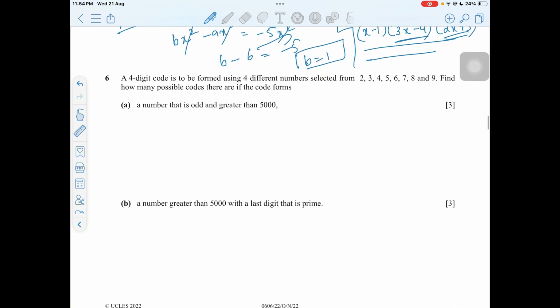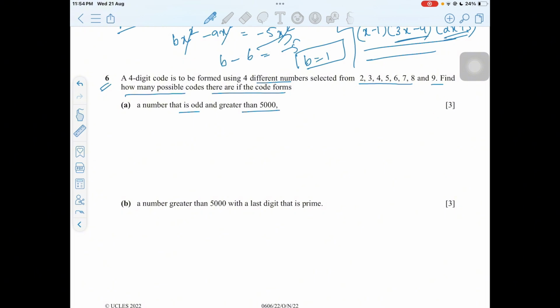Now moving on to question 6, which is of permutation, I guess. Permutation and combination. A 4-digit code is to be formed using 4 different numbers selected from 2, 3, 4, 5, 6, 7, 8, and 9. Find how many possible codes there are if the code forms a number that is odd and greater than 5000. So it has to be an odd number and greater than 5000.